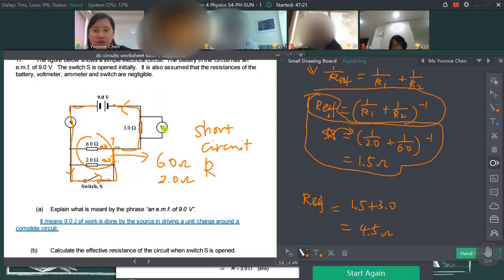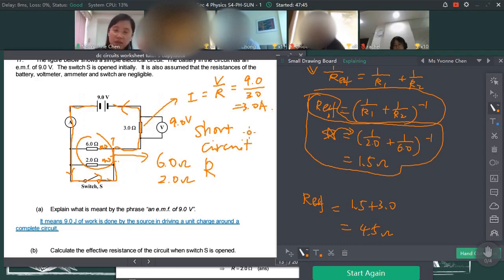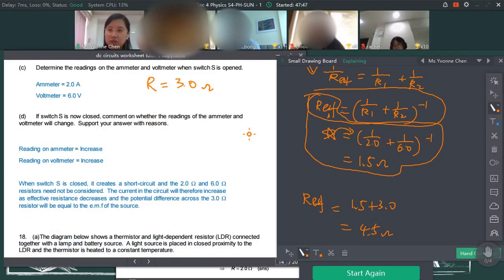So what is the voltage? Voltage should be 9.0 volts because the entire EMF will be the voltage across the 3.0 ohm resistor. And then current equals V divided by R, which is 9.0 divided by 3.0, which is 3.0 ampere. That's the current. So you can answer the question in this way. You may want to do the calculation as well. You may want to copy down the working.